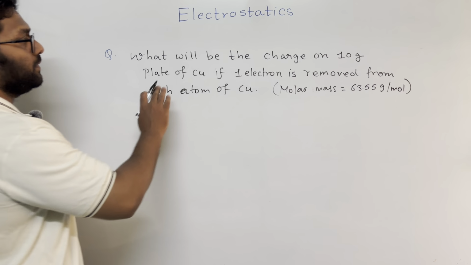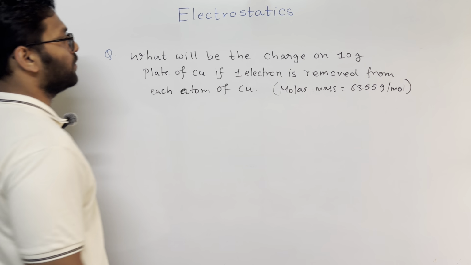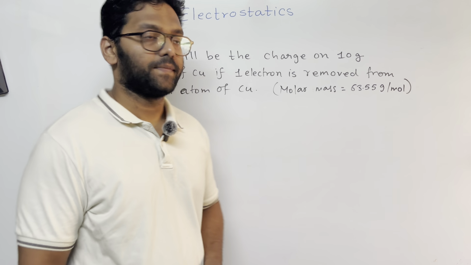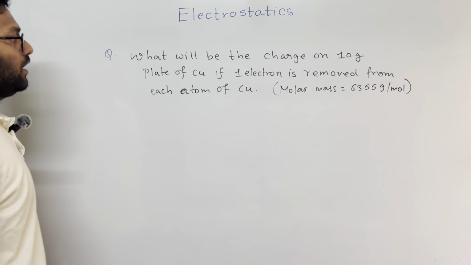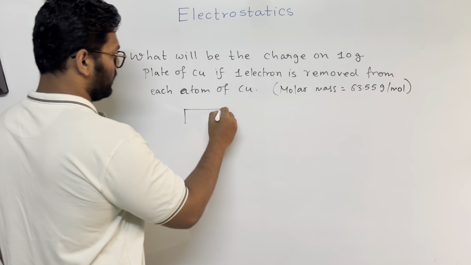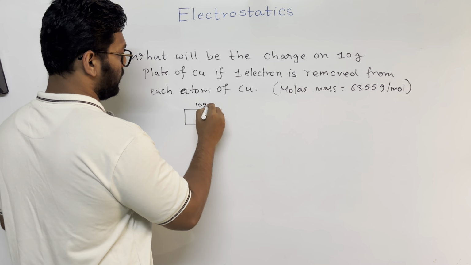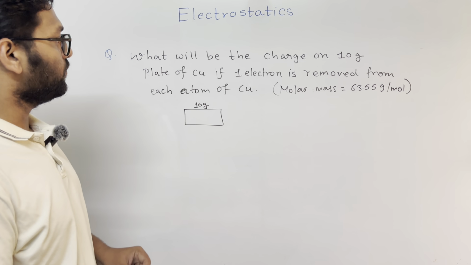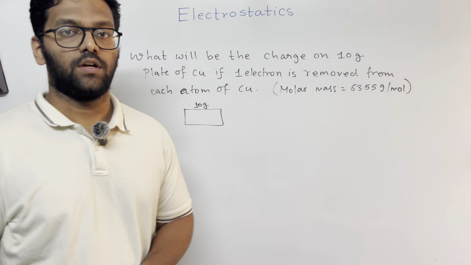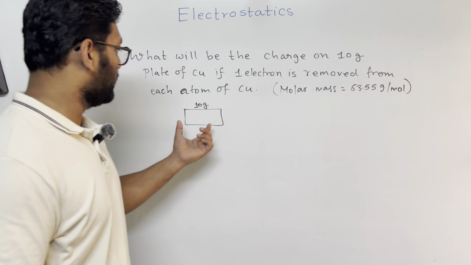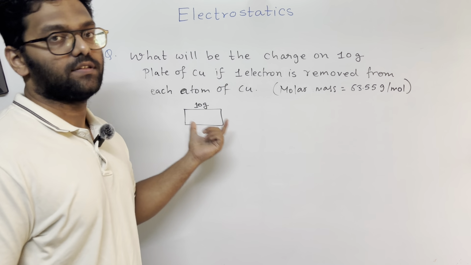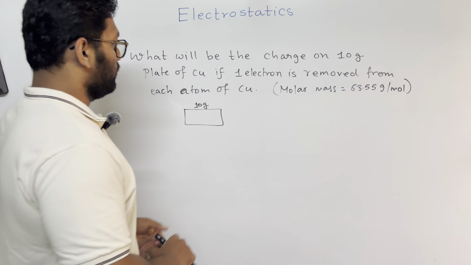What will be the charge on a 10 gram plate of copper if one electron is removed from each atom of copper? So let's look at this question. We have 10 grams of copper, right? Now 10 grams of copper means how many atoms are there? Because from each atom, one electron is removed. So if I want to find that out, how will I do that? I want to find out the number of atoms inside the copper first. So how will I do that?